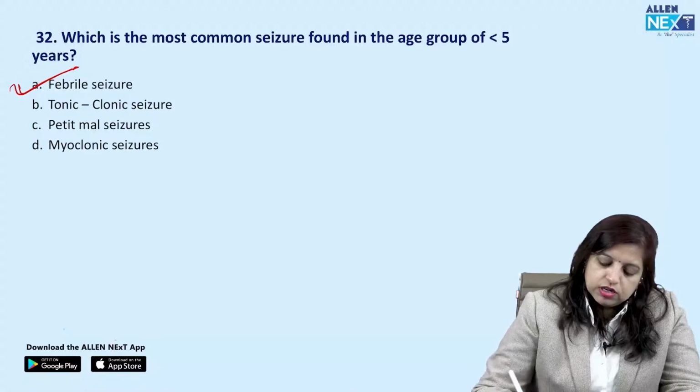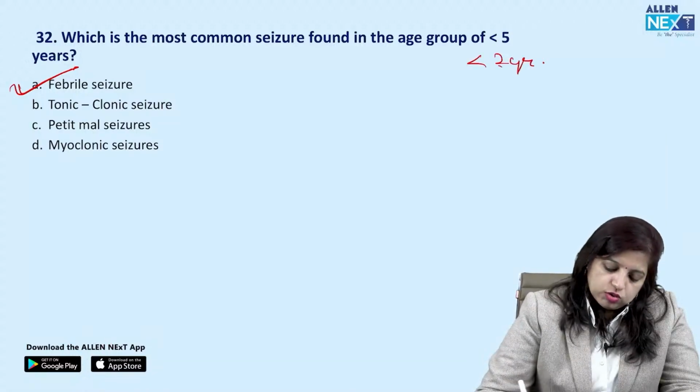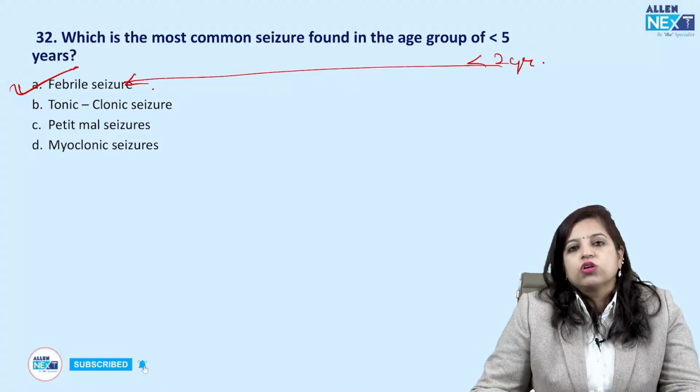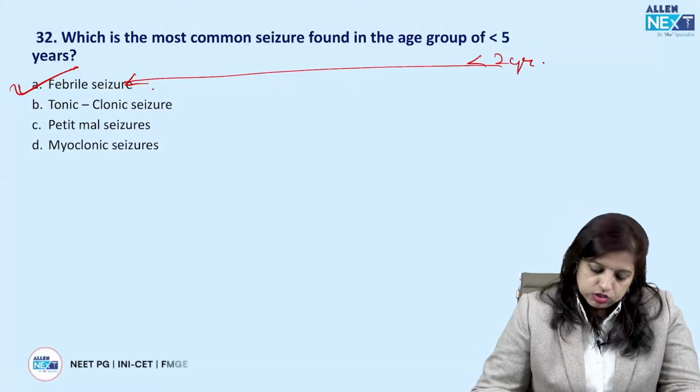Sometimes they have also given less than 2 years. Again, for the less than 2 years, the answer is going to be febrile seizures, the most common seizure disorder which we see in children less than 2 years of age, right?